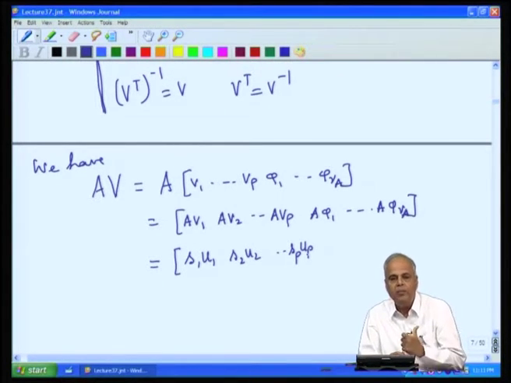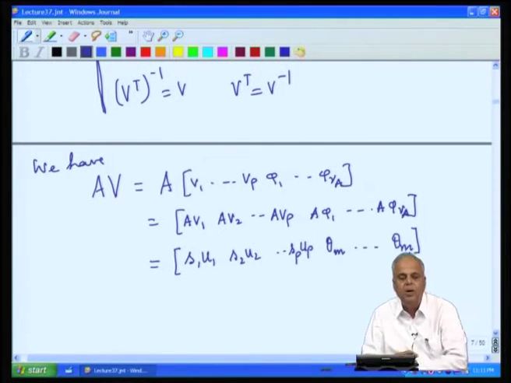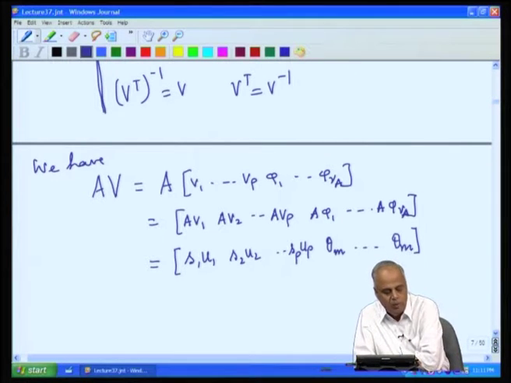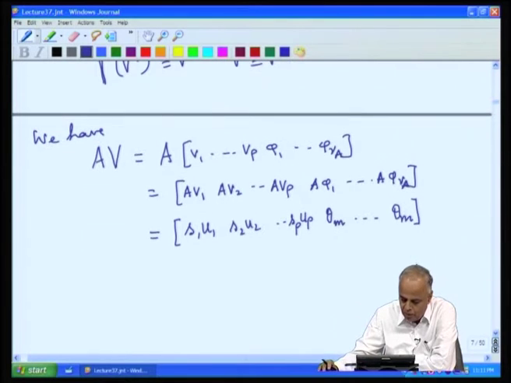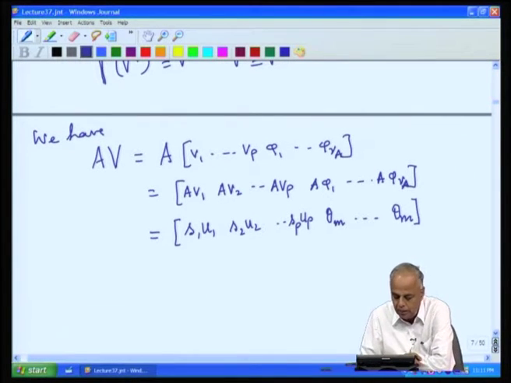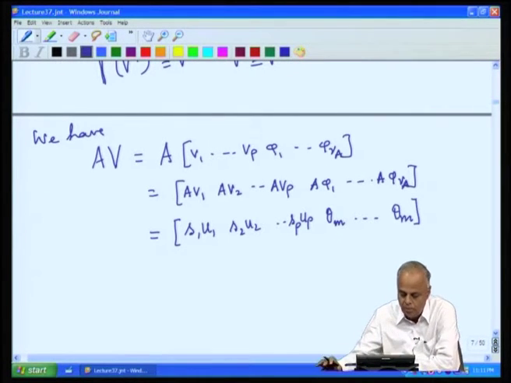Then phi 1 is in the null space of A. So, A phi 1 will be theta m, A phi 2 will be theta m, all these will be theta m, 0 columns, because phi 1, phi 2, phi nu A are all in the null space of A. So, A V is simply S 1 U 1, S 2 U 2, S rho U rho, and the last n minus rho columns are all 0.